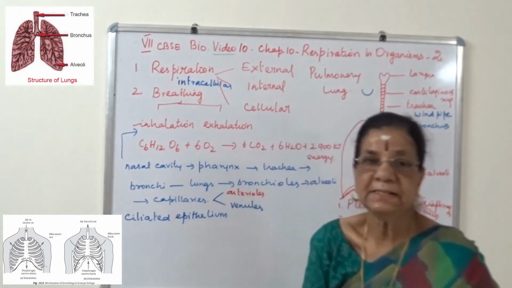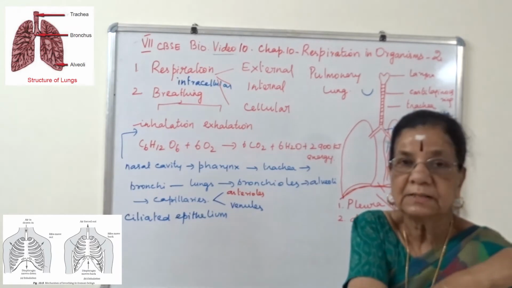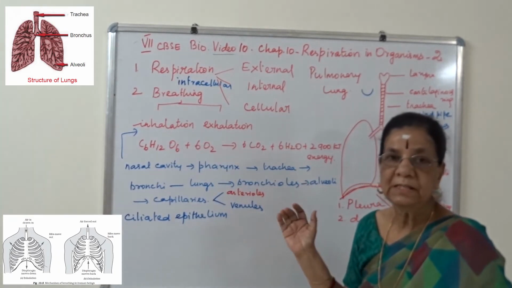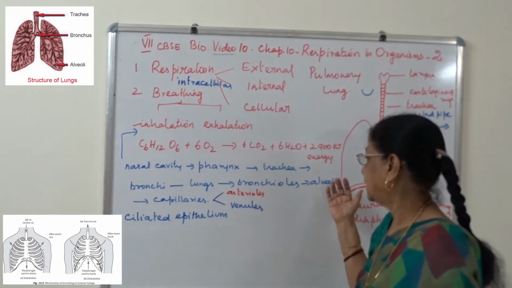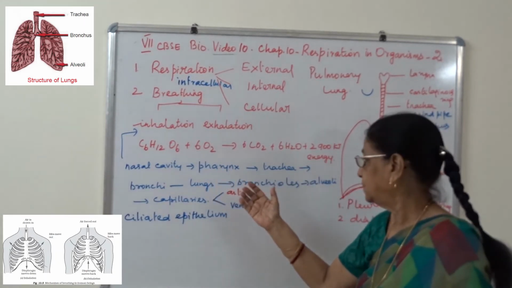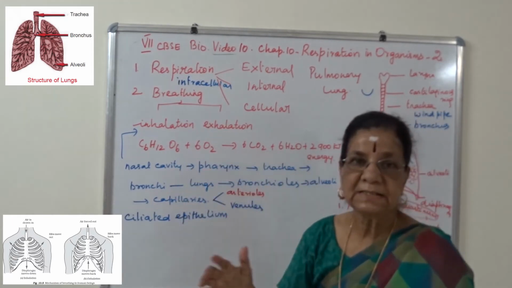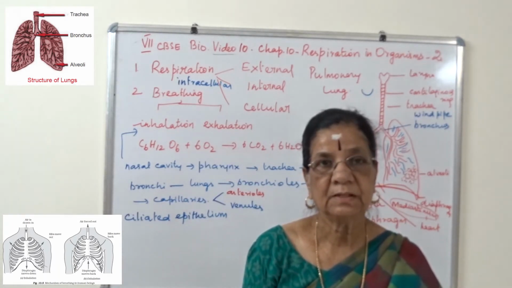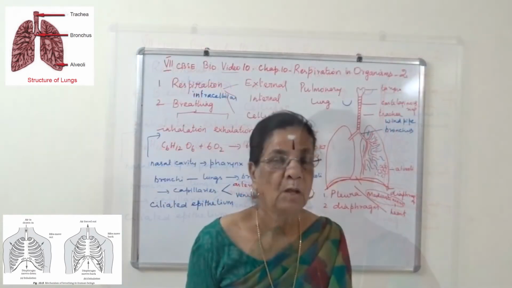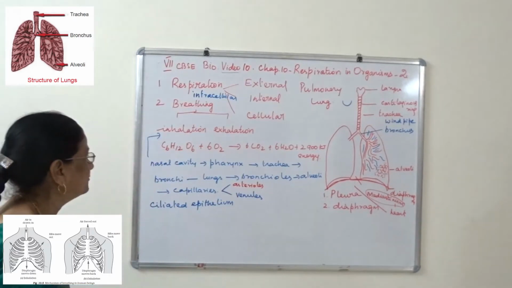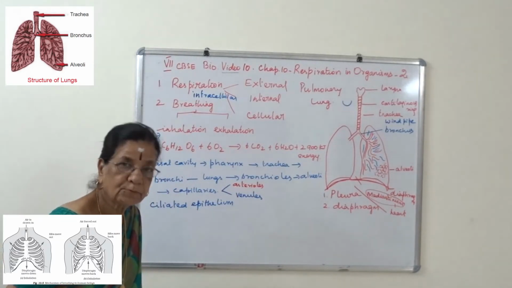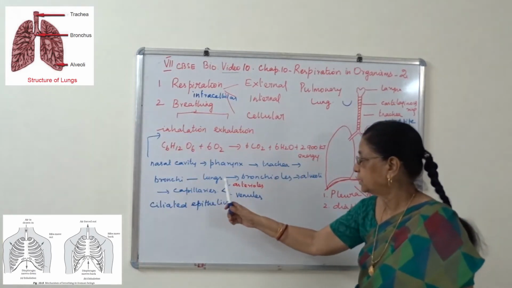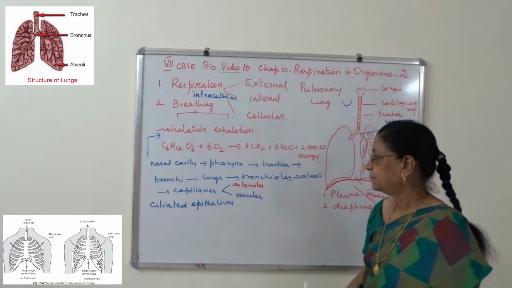Now the exhaled air, otherwise expiration, is done through the reverse order. Capillaries and venules will collect impure blood, then going to alveoli, bronchiole, in reverse order: lungs, bronchi, trachea, pharynx, nasal cavity, breathe out. That is the external passage. I hope you understand. So this inspiration we call the passage of air through the nasal cavity, pharynx, trachea, bronchi, lungs, bronchioles, alveoli, capillaries.